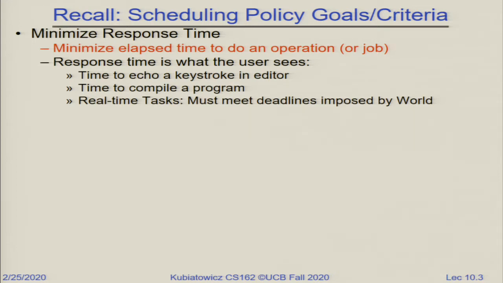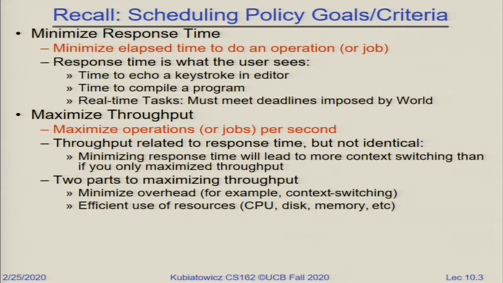Okay? So for instance, we might want to minimize response time if we have a highly interactive system. And the response time is literally what the user sees, right? So that's like keystrokes, the time you press a key to when it shows up on the screen, etc. Or in the case of real-time tasks, which we're going to talk about separately a little later today, responsiveness could be important because it could impact physical things, okay? So like your brakes.